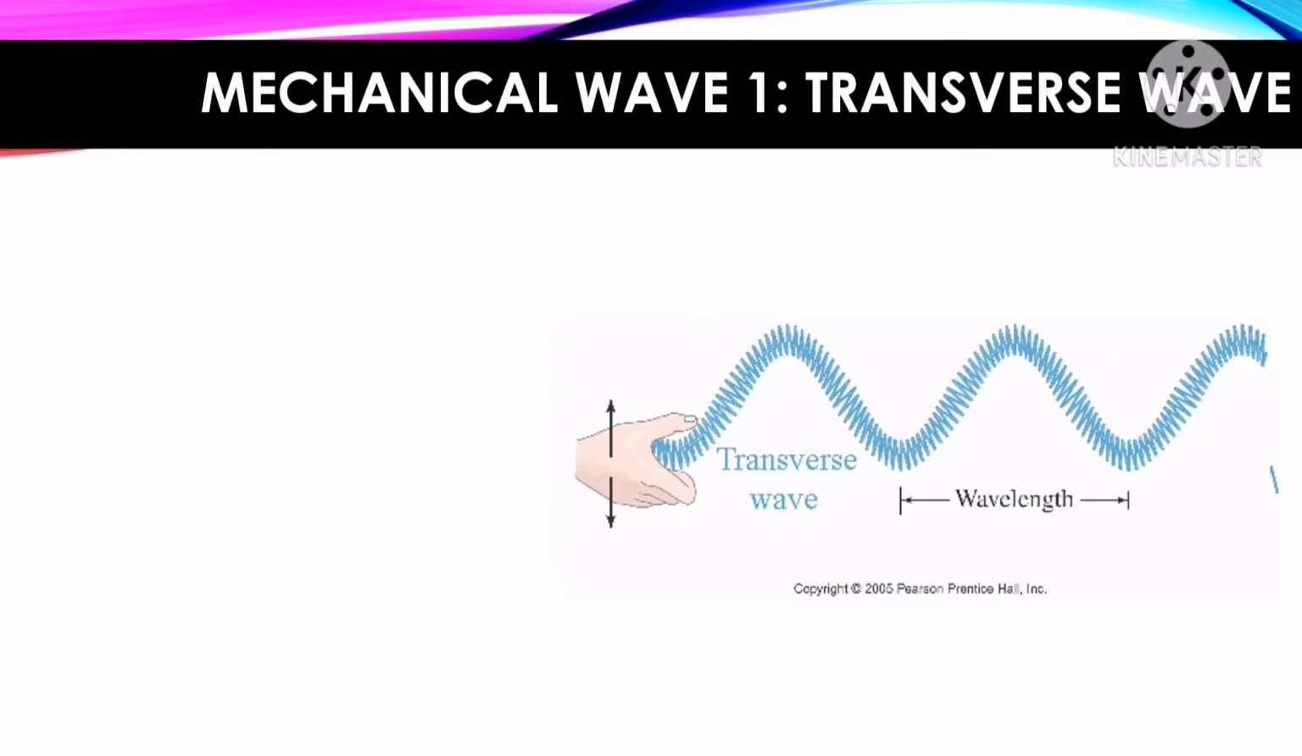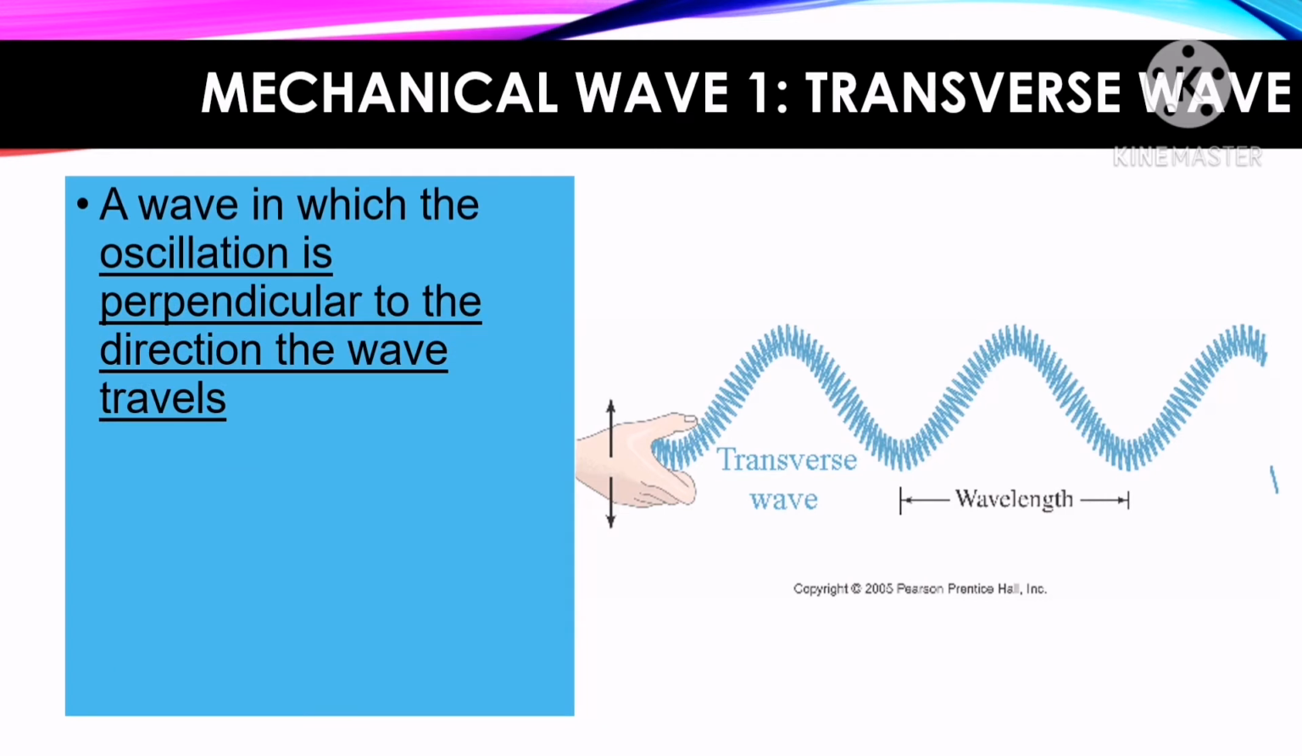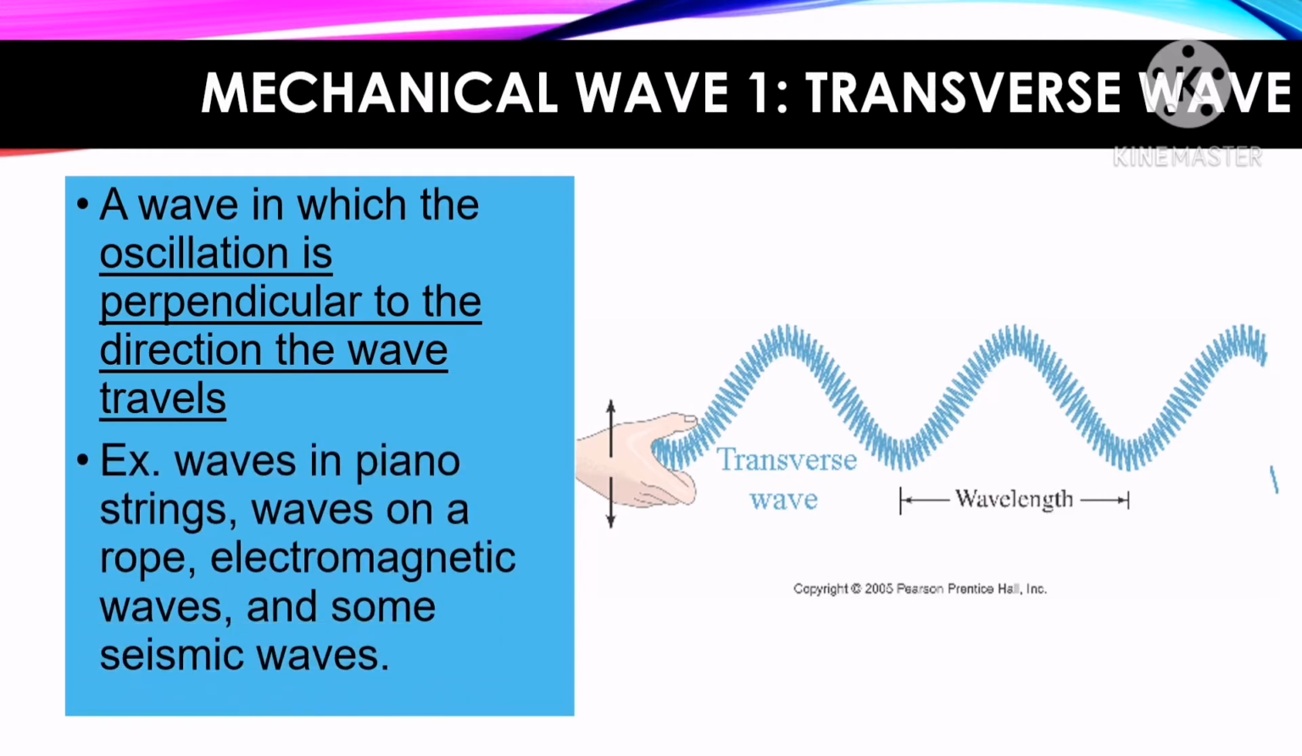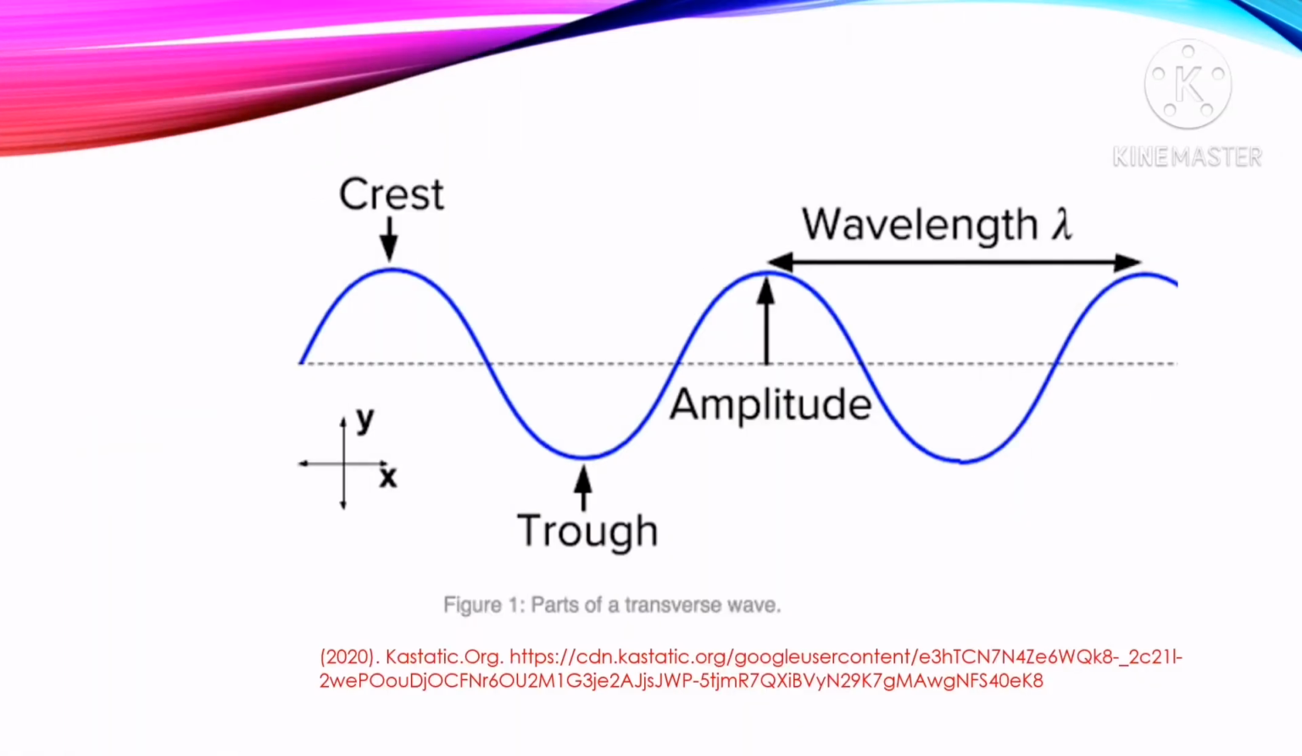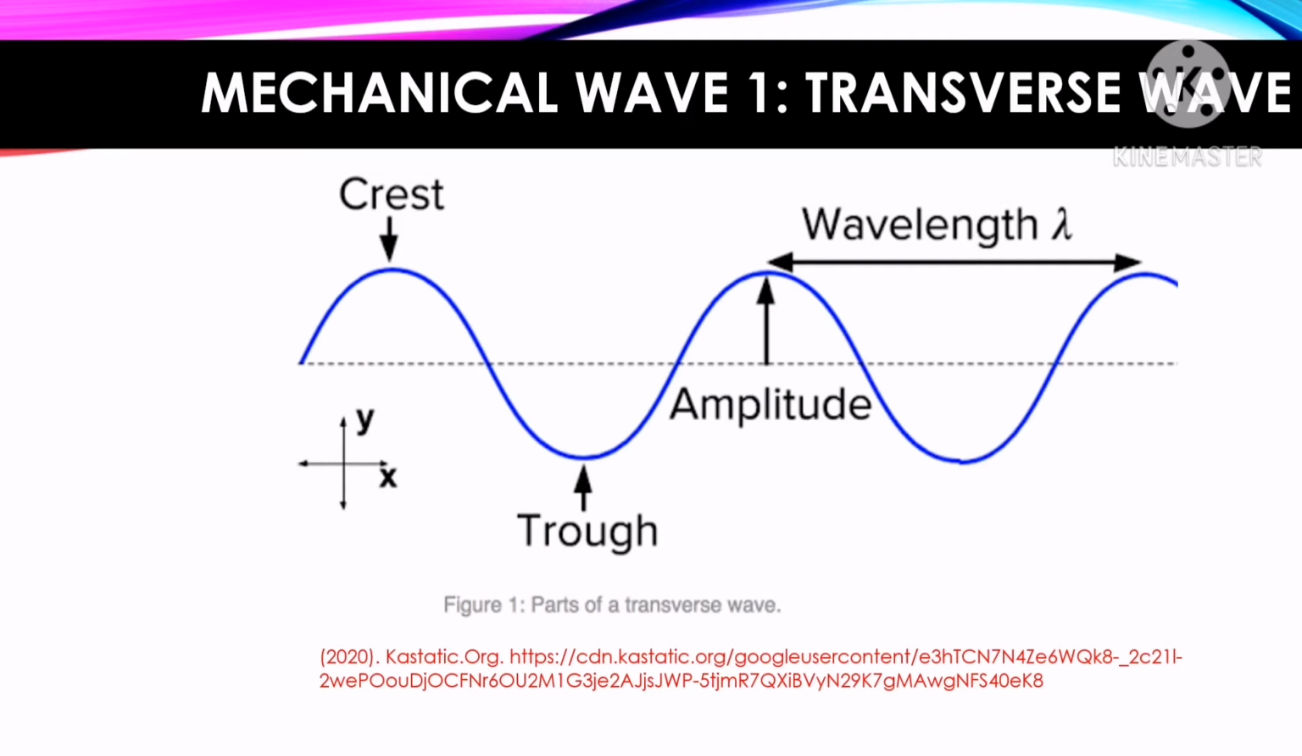Let us now discuss the first type of mechanical wave, the transverse wave. A transverse wave is a wave in which the oscillation is perpendicular to the direction the wave travels. Examples are waves in piano strings, waves on a rope, electromagnetic waves, and some seismic waves. Now here are the parts of a transverse wave: the crest, the trough, the amplitude, and the wavelength.